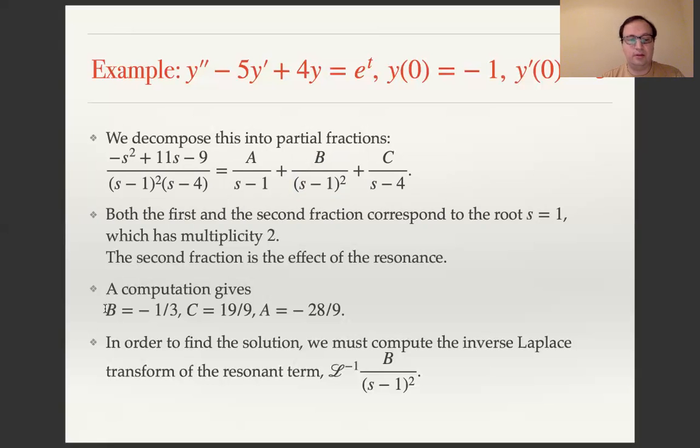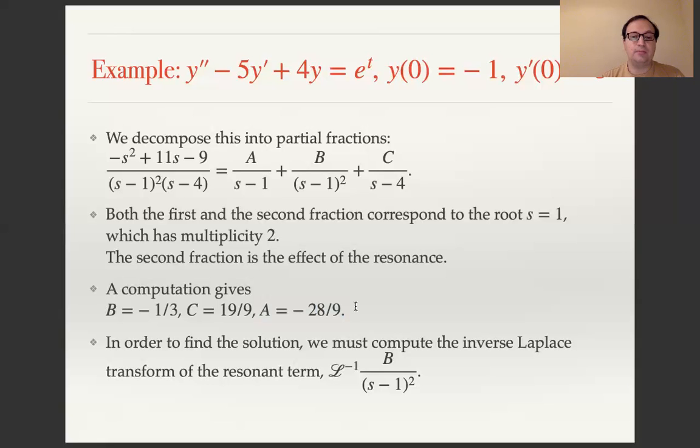So in our case, again, by bringing the right-hand side to a common denominator and then identifying the coefficients of the polynomial that you get in the numerator, eventually we obtain that B is minus 1/3, C is 19 over 9, and A is minus 28 over 9, if my computations are correct.